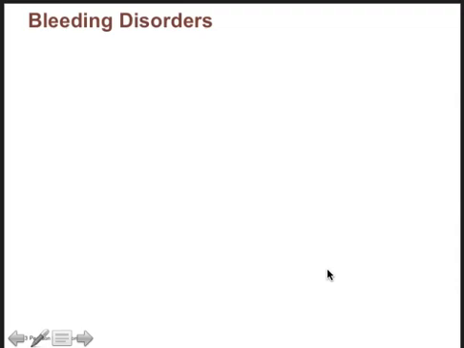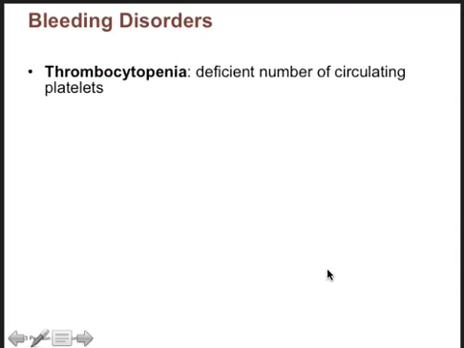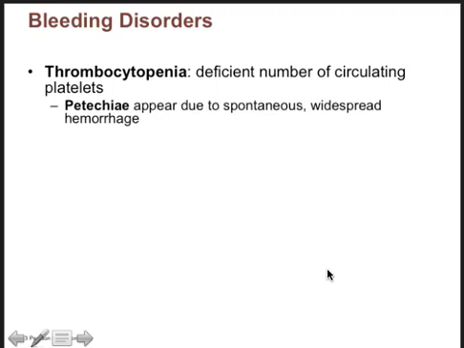Okay, let's talk about bleeding disorders. Thrombocytopenia is a deficient number of circulating platelets. Petechiae appear due to spontaneous widespread hemorrhaging. And what are petechiae? They're just little spots of blood where you sort of bleed out under the skin, and they look like little red splotches. You can see them in the sclera of the eye. You can see them under the skin, and they indicate now that we have a deficiency in the clotting cascade.